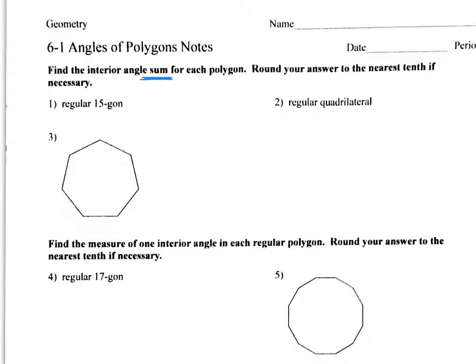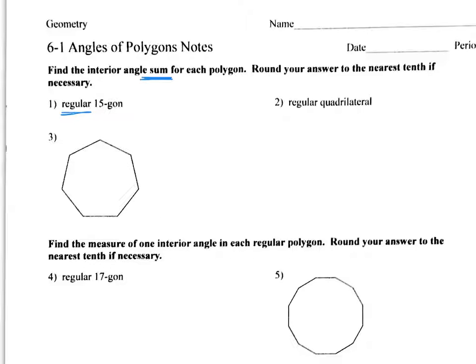Okay, and one of the things we see is this word regular. What does the word regular mean? All regular means is that every angle in the polygon is congruent as well as every side length. A basic example would be an equilateral triangle. All the sides are equal and all the angles, as we said earlier, are 60 degrees. Another basic example of a regular polygon would be a square, because in a square all the sides are equal as well as all the angles. They're 90 degrees.